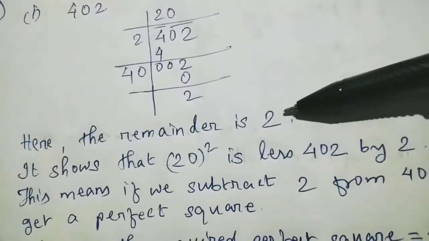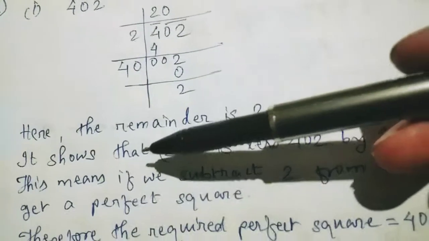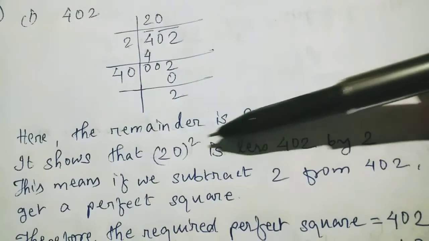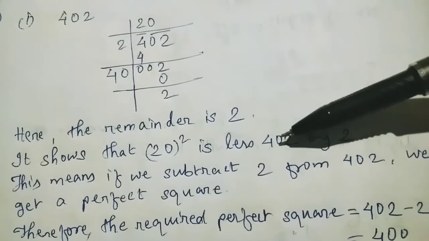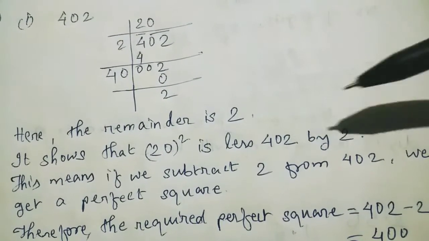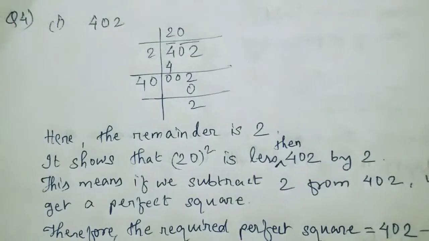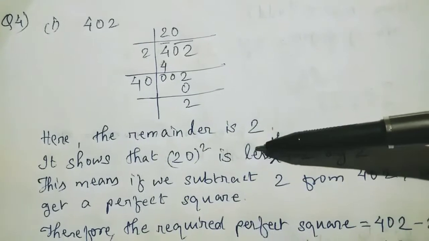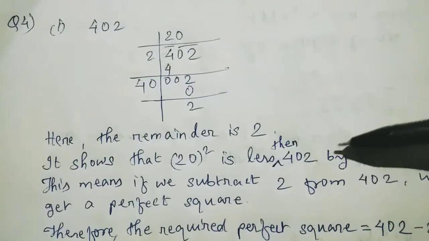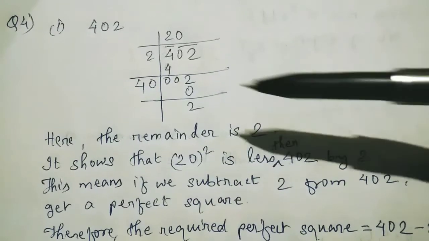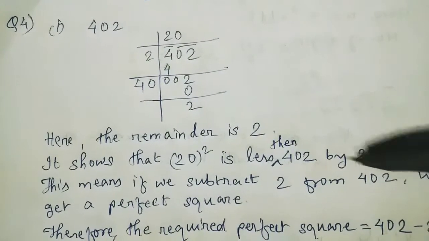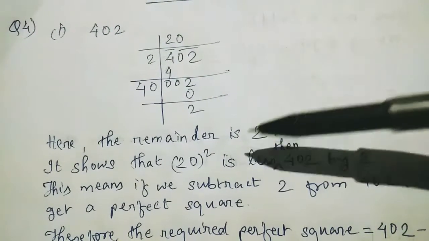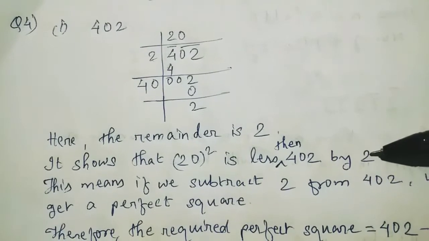Now here we got remainder 2. So it shows that this quotient 20 squared is less than 402 by 2. So this 20 squared is 400. So 20 squared is less than 402, this number, by how much? By 2. Where does this 2 come from? It comes from this remainder. Whatever remainder comes, you have to write here. That means 20 squared is less than 402 by 2 because 2 is the remainder.